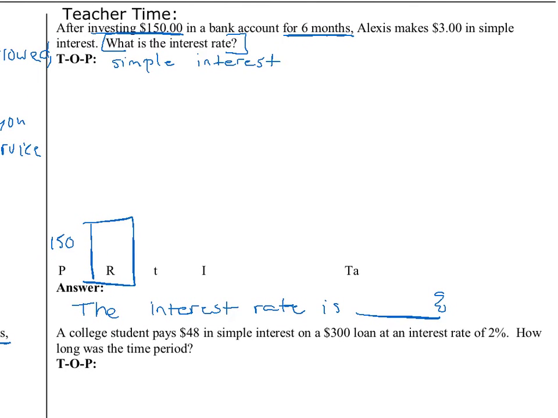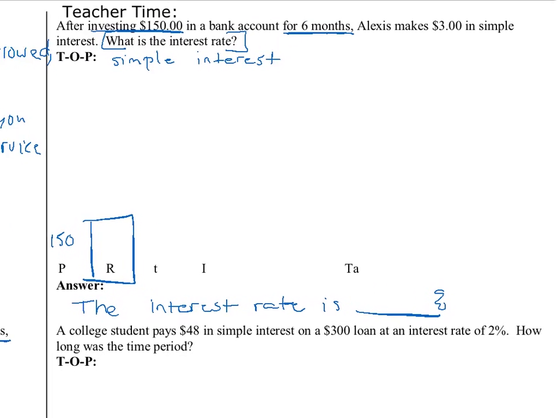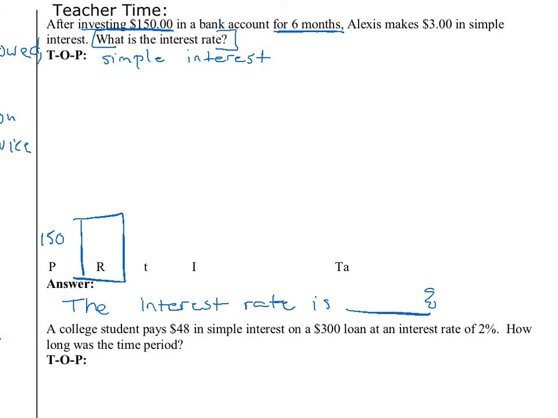So, when I plug in my time on this particular problem, I want to put in 6 months, but I need that in terms of years, so my time is 0.5, because that's how many years 6 months is. And as I look through, it tells me that there is $3 in interest. Where's that piece of information going to go? For the interest.